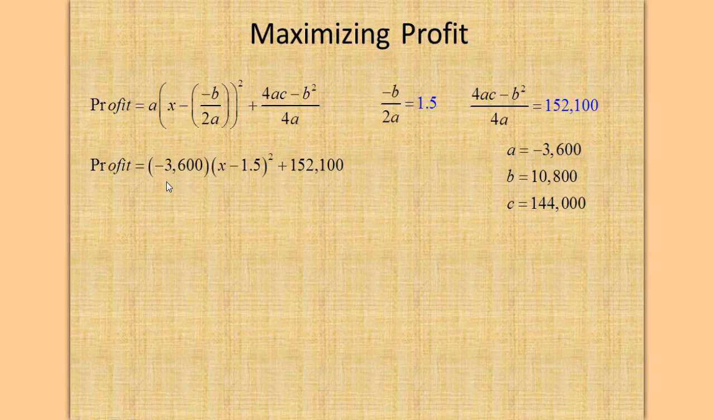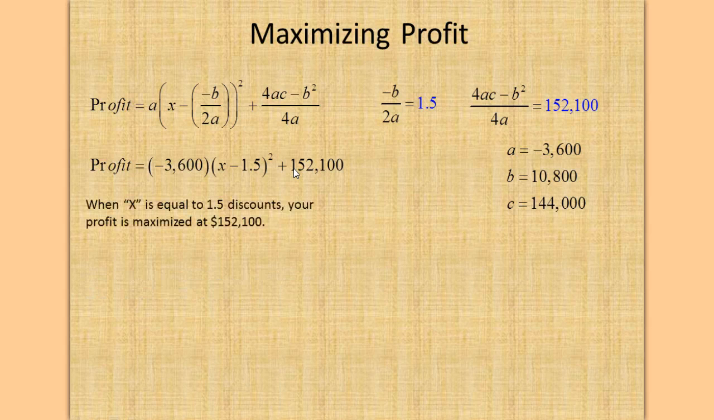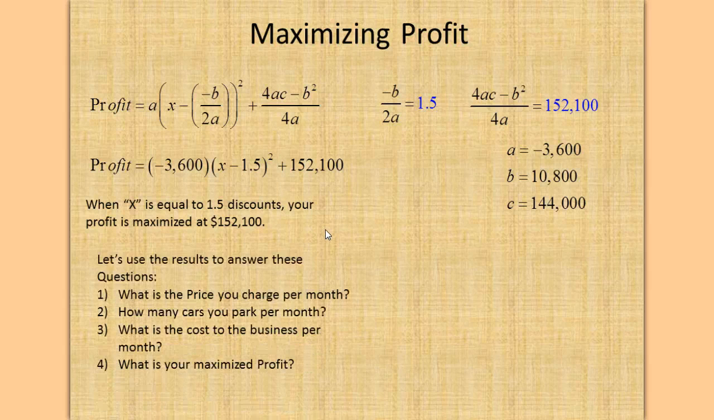So our equation will come out to be profit is equal to minus 3,600 times (x minus 1.5) squared plus 152,100. When x is equal to 1.5 discounts, your profit is maximized at 152,100. When x is 1.5, this is 0, and 0 times anything is 0. So our maximum profit is $152,100. Okay? Let's use the results to answer these questions.